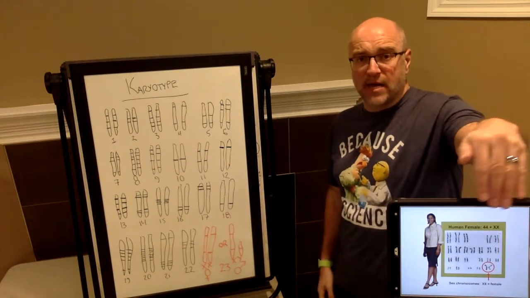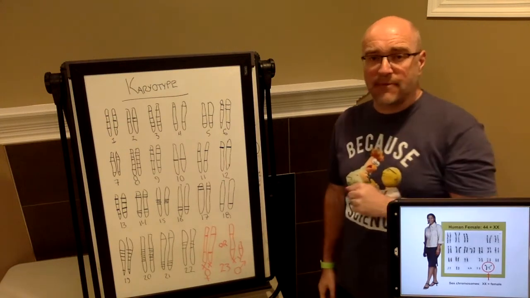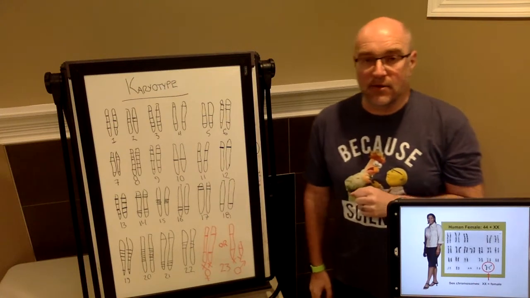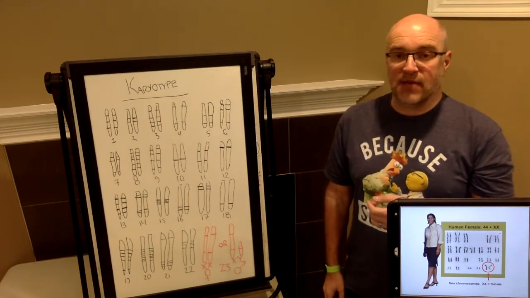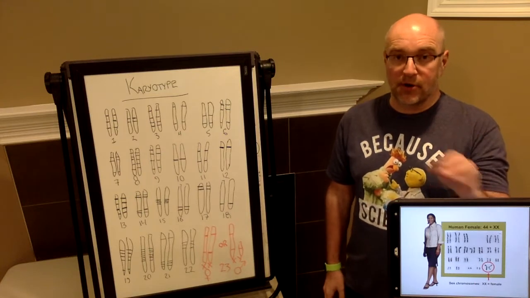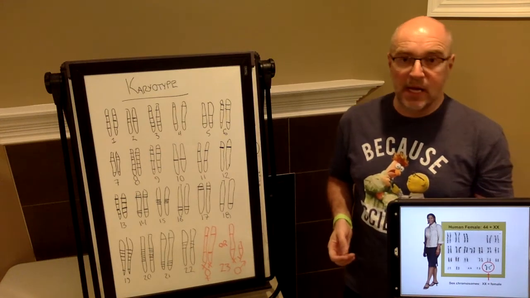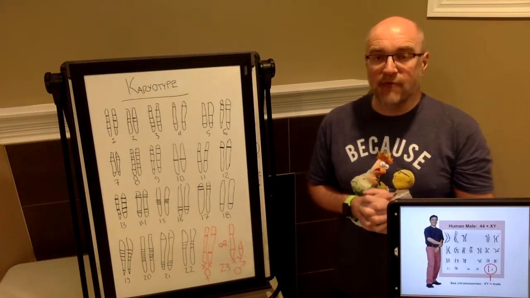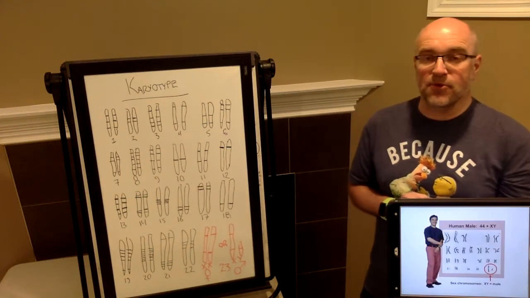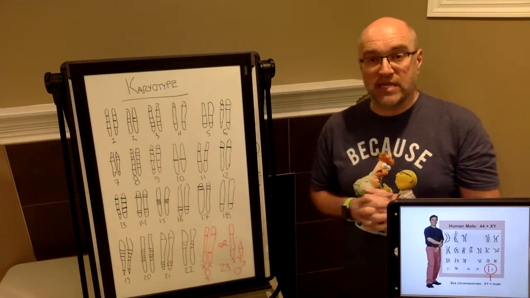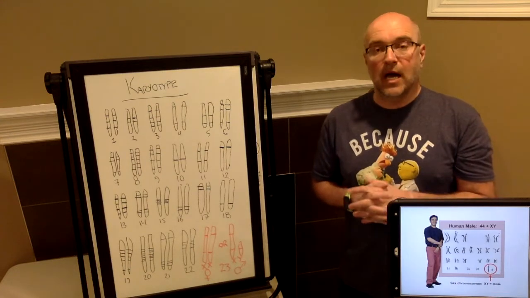So here's that karyotype I talked to you about. Here's a karyotype of a woman. You can see circled in red there the sex chromosomes, indicated as chromosome 23, or chromosome pair 23. And then here is the male version. Again, the male sex chromosomes are circled. You can see the difference between the two karyotypes.